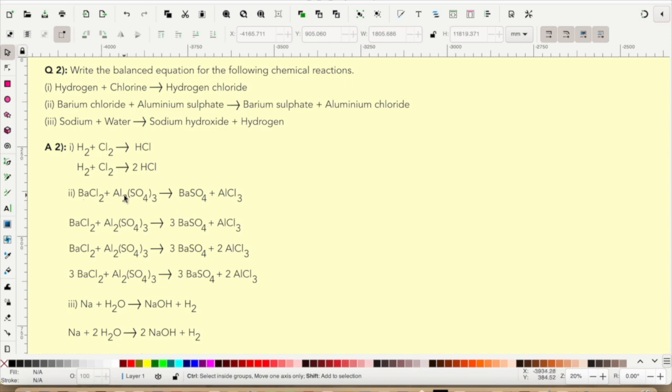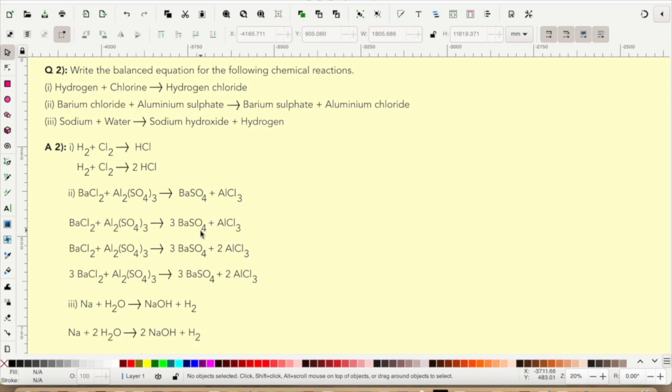First step is to find out the substance which has got maximum number of atoms. Aluminium sulfate has got 2 aluminium atoms, sulfur atoms 1 into 3 means 3 atoms, oxygen atoms 4 into 3 means 12 atoms. Since oxygen atoms are maximum in number, so we will balance oxygen atoms first. On the left hand side there are 12 oxygen atoms, on the right hand side there are 4 oxygen atoms. So we will write 3 before BaSO4 to make the oxygen atoms on the right hand side 3 into 4 means 12.